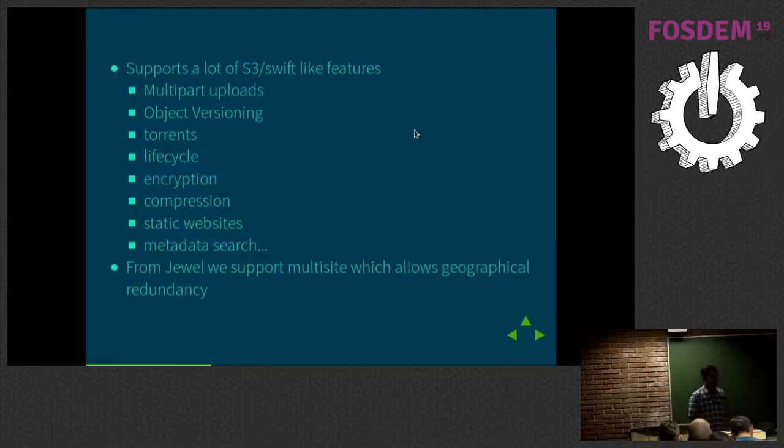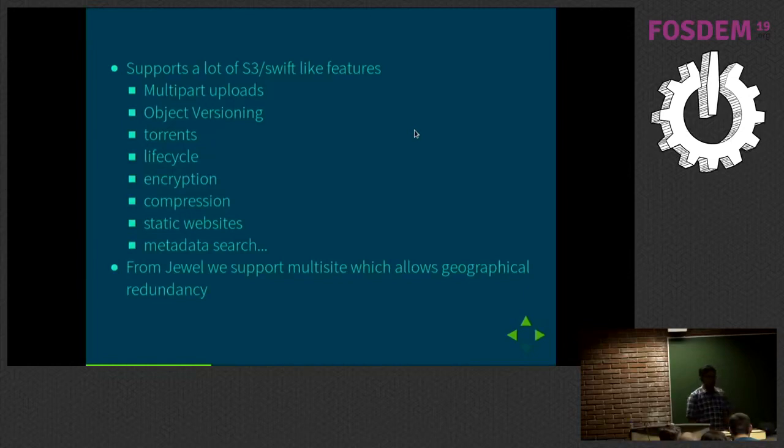And there are a lot of S3-like features supported. You have multi-part uploads, object versioning, torrents, and you can life cycle objects. You have support for encryption, compression, static websites. From Luminous, you have support for metadata search with Elasticsearch.